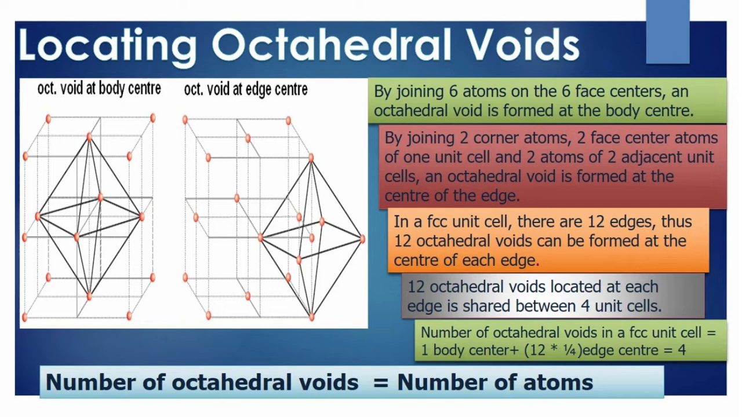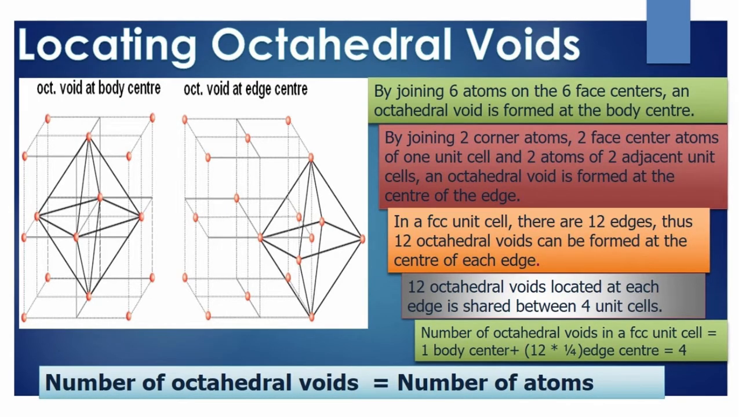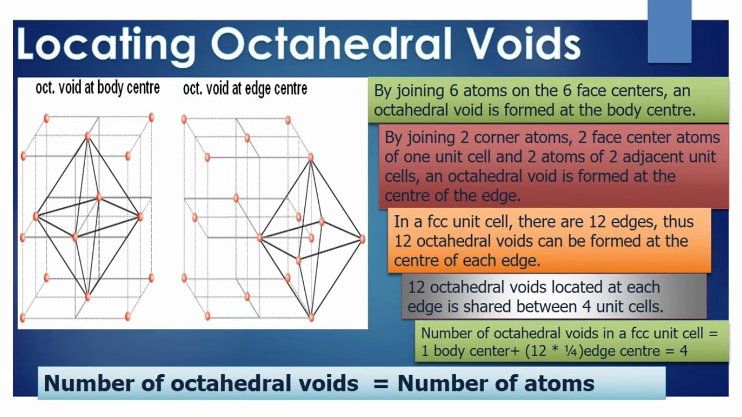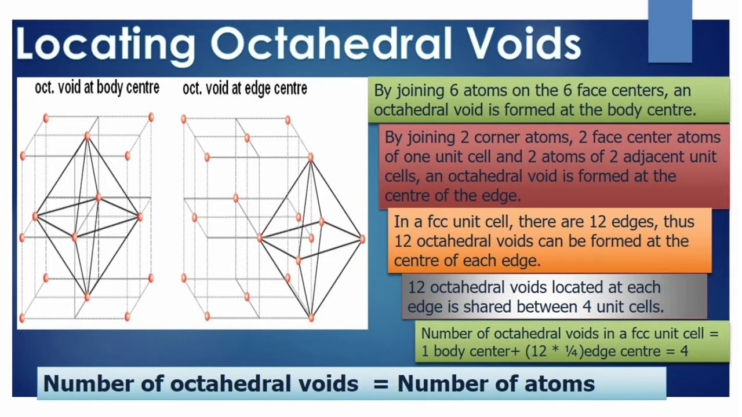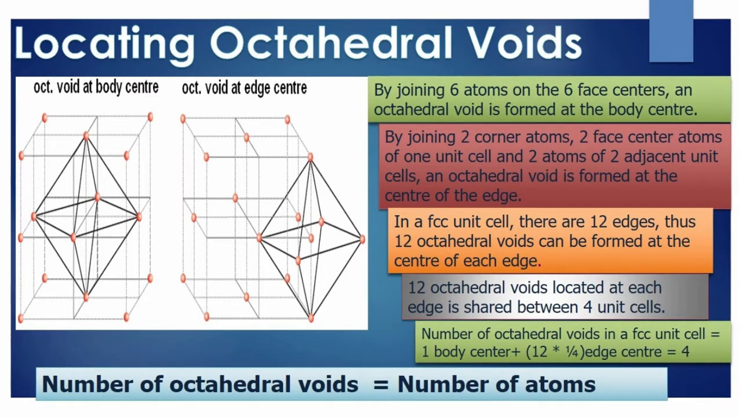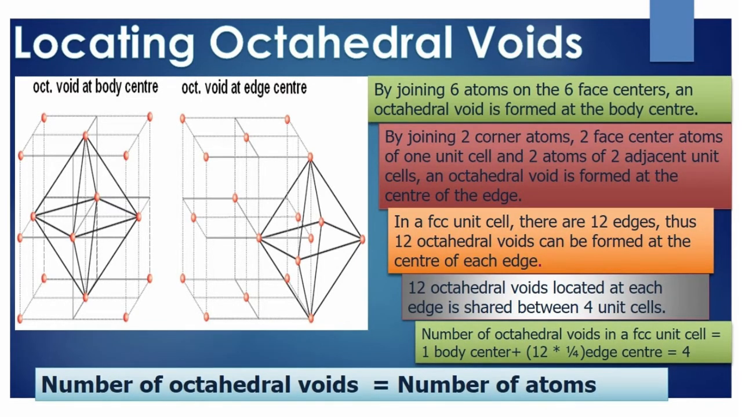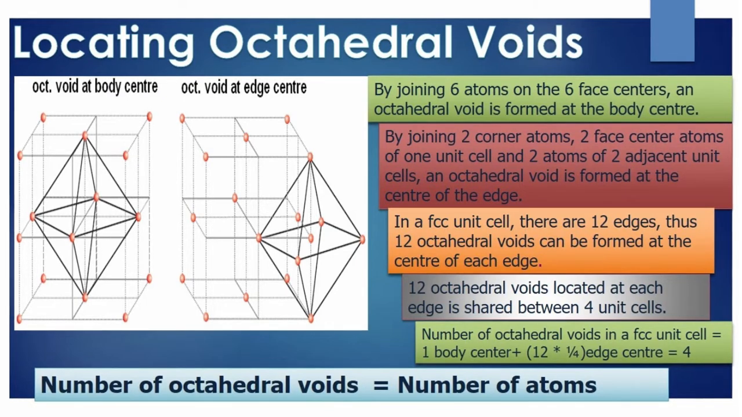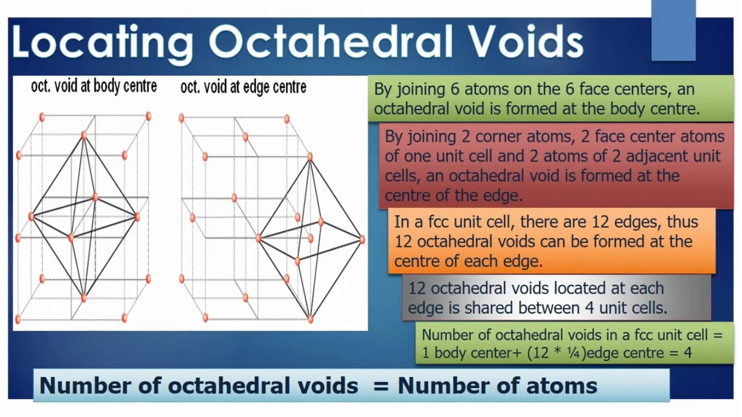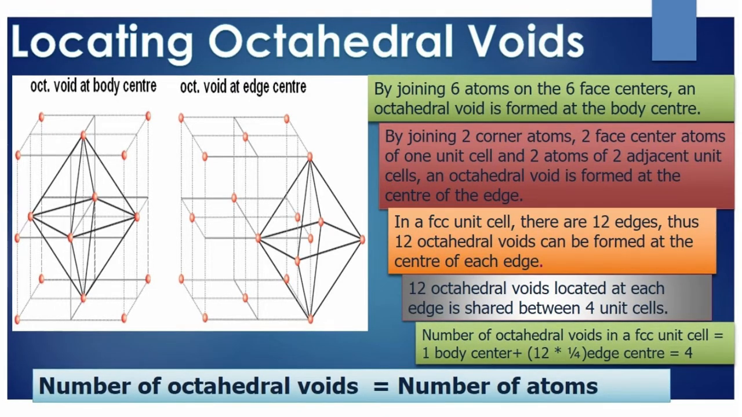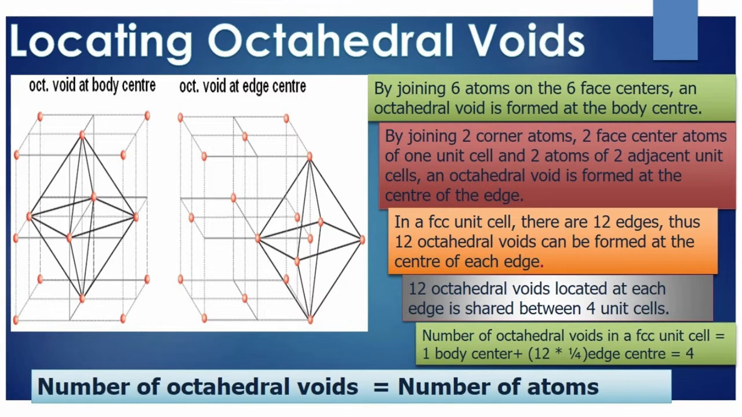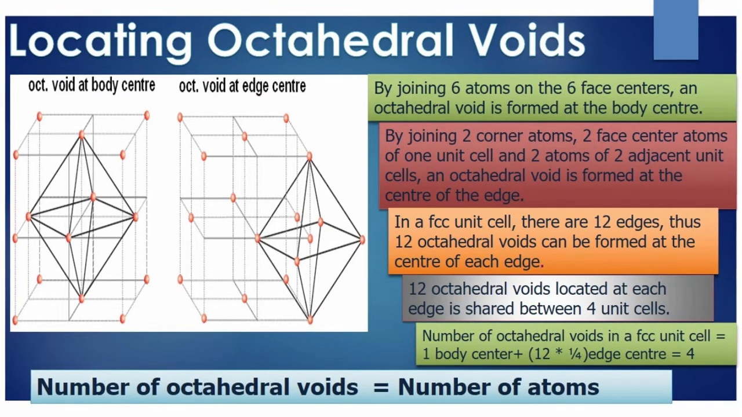Now let's see how the octahedral void is formed at the edge center. When you join 2 corner atoms and 2 face center atoms of one unit cell with two atoms of two adjacent unit cells, an octahedral void will be formed at the edge center. In the FCC unit cell, we know we have 12 such edges. So, 12 octahedral voids can be formed at the center of each edge. These 12 octahedral voids will be shared with 4 other unit cells.